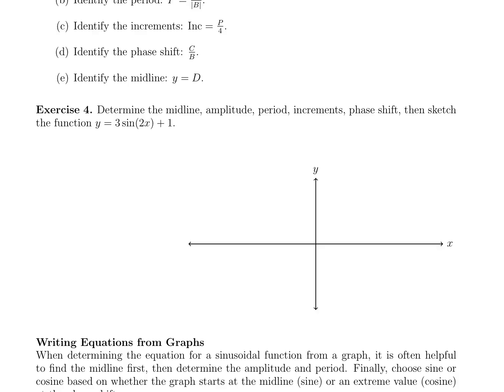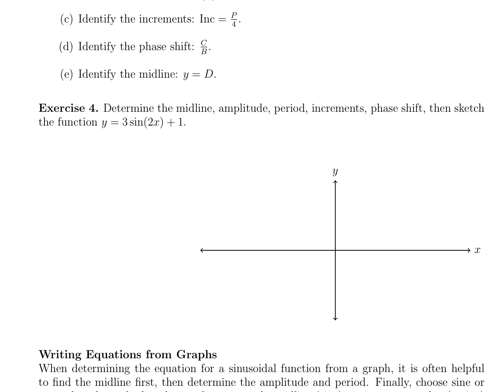Let's look at the next example. So determine the midline, amplitude, period, increments, phase shift, and sketch the function. So once again, let us start with identifying the A, B, C, and D. So A is 3, B is 2, C, well, notice there is no C.